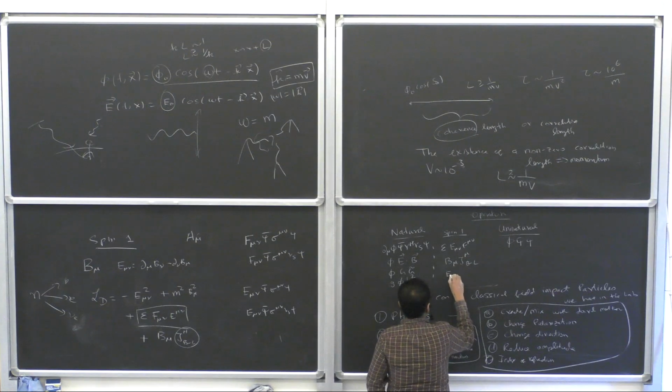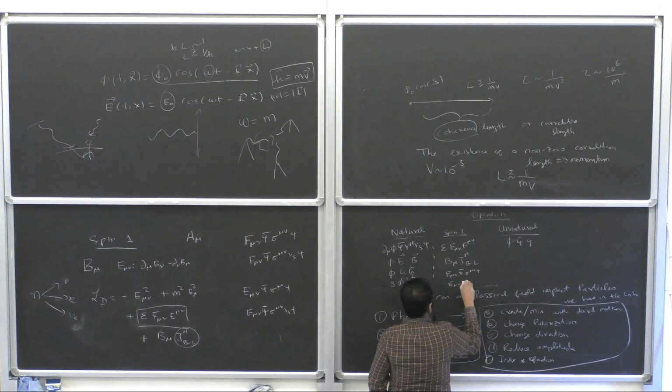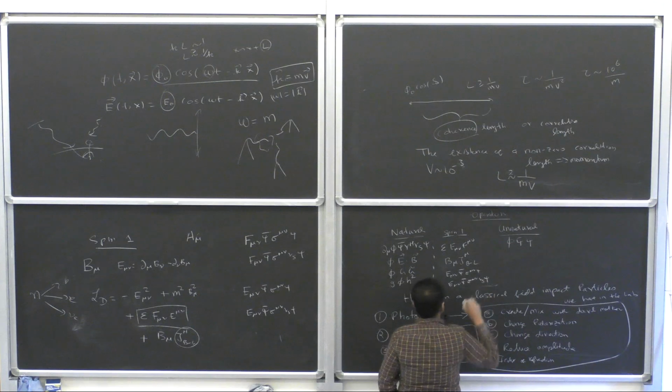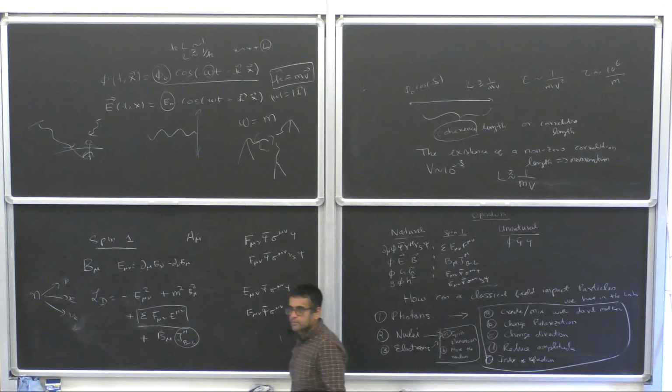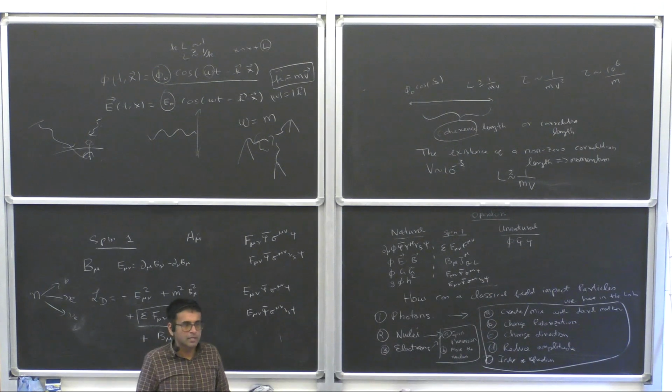E mu nu, psi bar, sigma mu nu, psi, E mu nu, psi bar, sigma mu nu, gamma phi, psi. That's a possibility as well, and they're all technically natural.